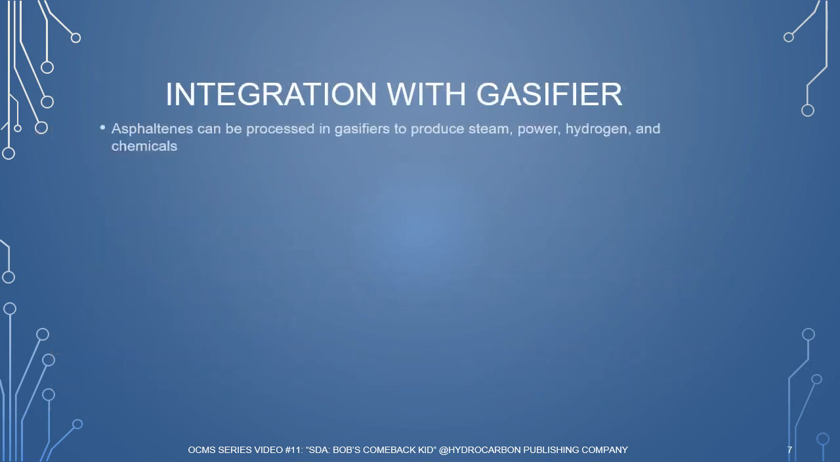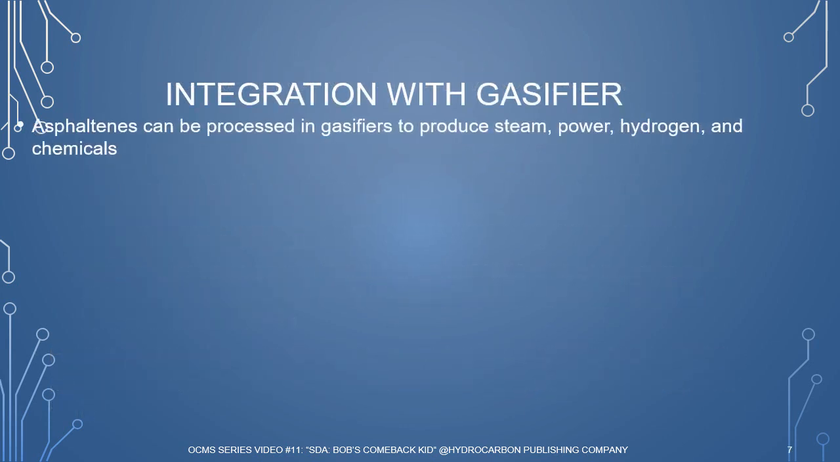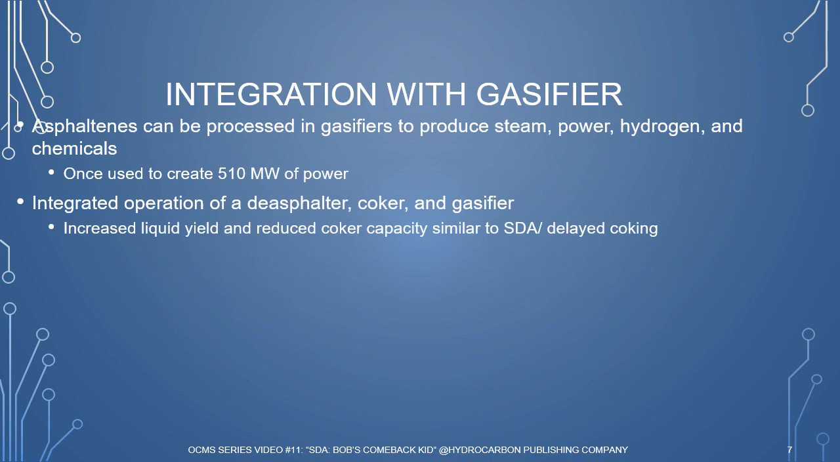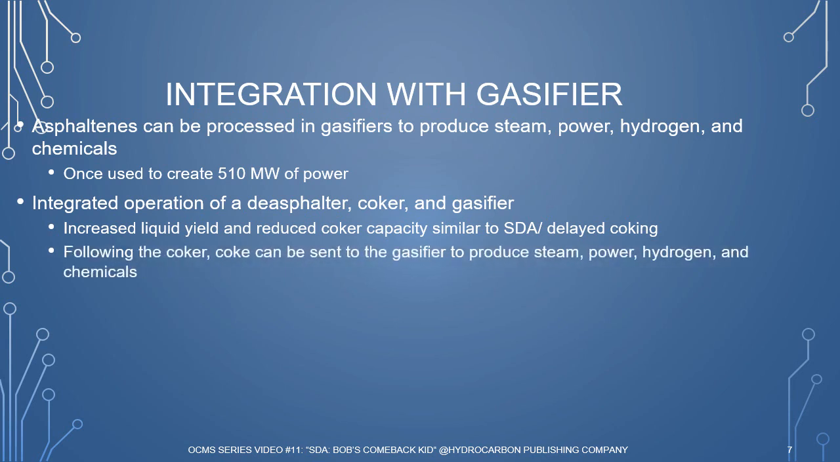Asphaltenes can be processed in gasifiers to produce steam, power, hydrogen, and chemicals, which was a scheme used by an Italian refiner to produce approximately 510 megawatts of power. The integrated operation of a deasphalter, coker, and gasifier can be used, resulting in similar increased liquid yield and reduced coker capacity as in an integrated SDA delayed coker scheme, but coke can be sent to the gasifier to produce steam, power, hydrogen, and chemicals.